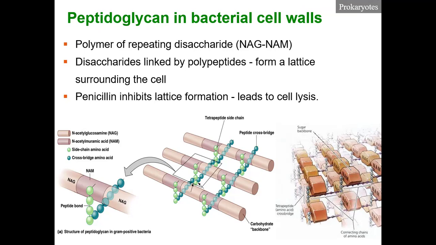NAG and NAM are glycans. Glycans are just sugars. And then it's linked together by the short peptides, and that gives the molecule its name, peptidoglycan. Glycan linked together with short peptides. Any question about any of that?